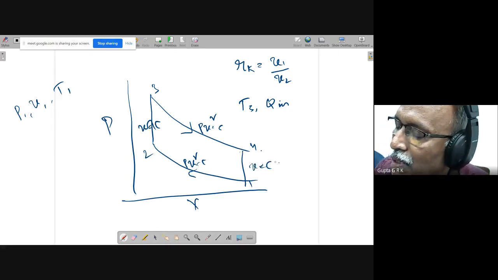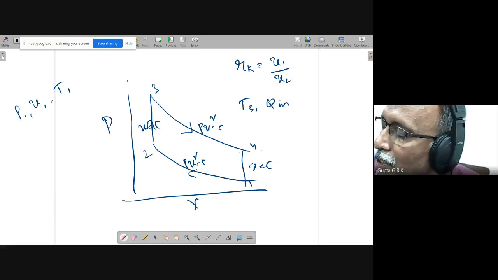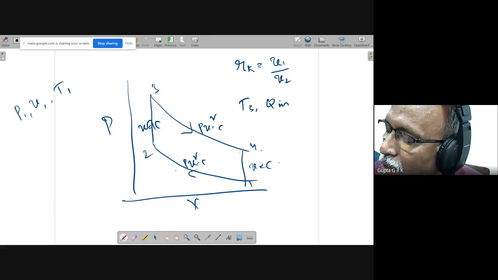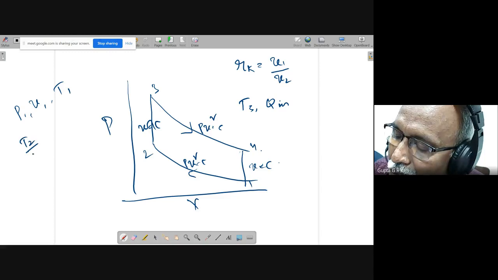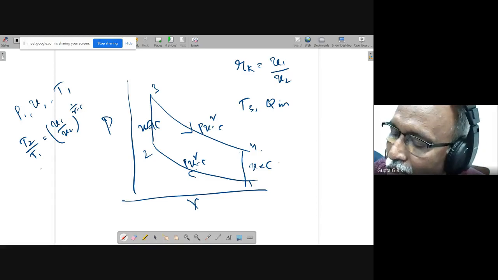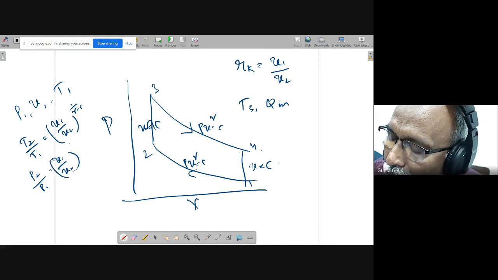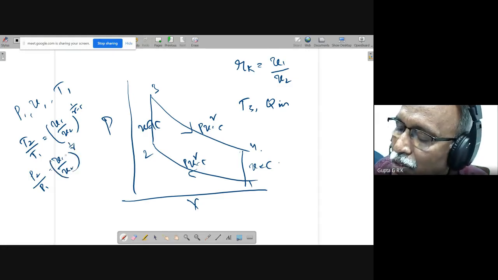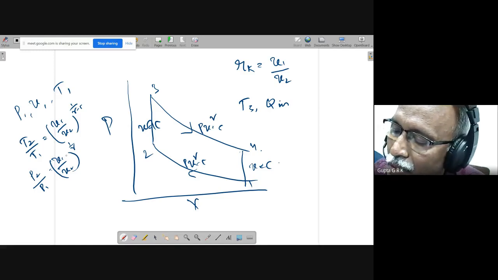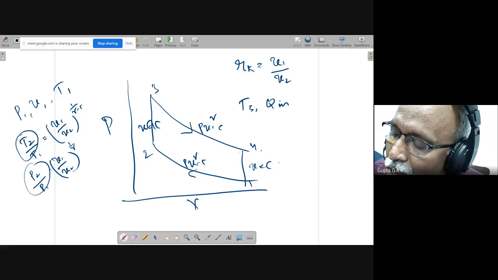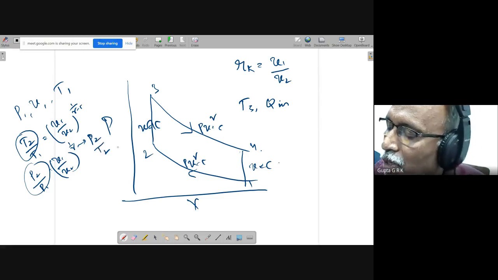So because V1 by V2 is given, I know T2 by T1 is equal to V1 by V2 to the power of gamma minus 1. And similarly, P2 by P1 is equal to V1 by V2 to the power of gamma. Because V1 by V2 is known, I can find P2 by P1 and T2 by T1. So that gives P2 and T2. Point 2 is over.